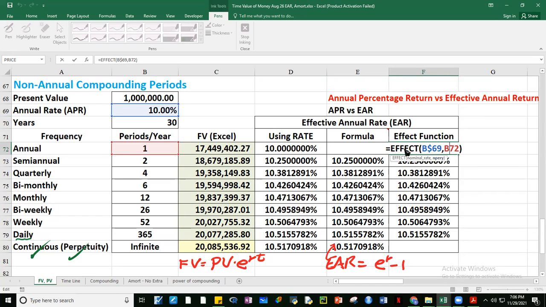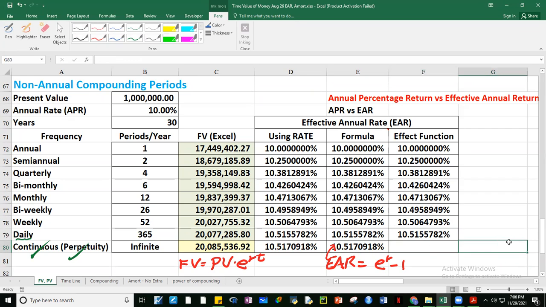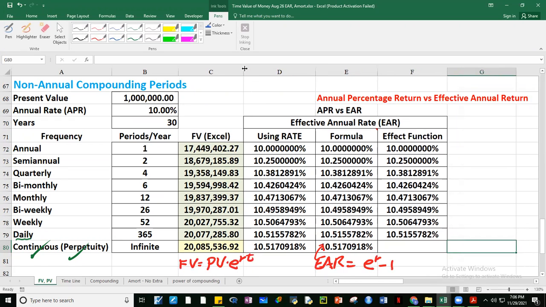And then here, B72 is of course this one. Drag the formula down and you have exactly the same values here. Okay. Of course, hindi natin pwede magamit dito yan guys. Kasi wala nga tayong N per Y dito. Okay. So this just illustrates that there's a difference between your nominal rate and your stated rate if you have more than one compounding per year.